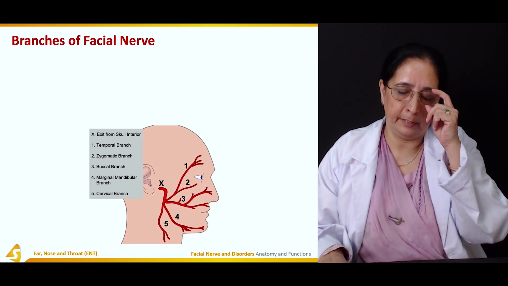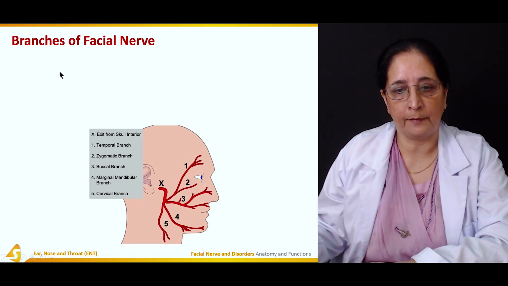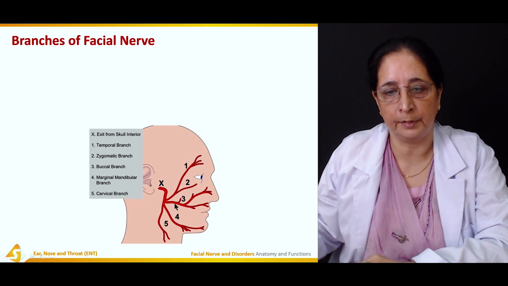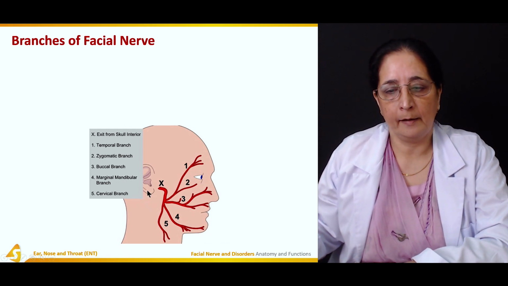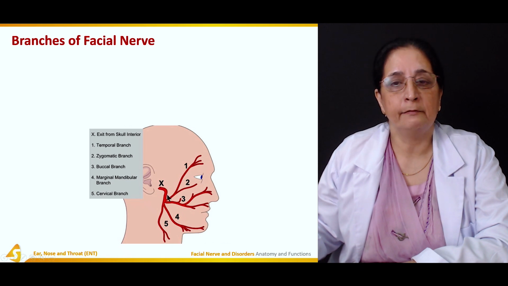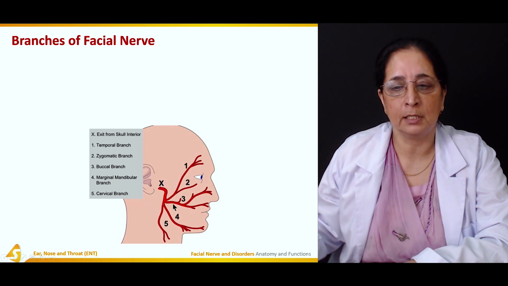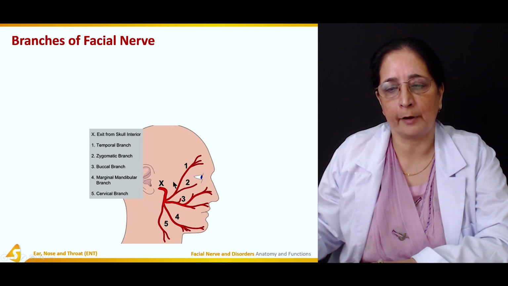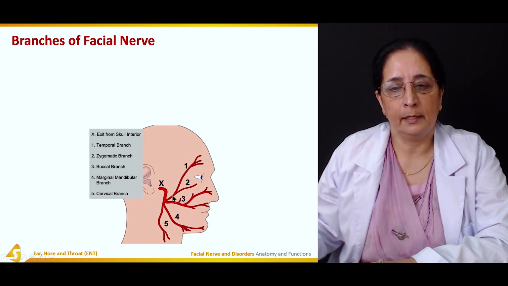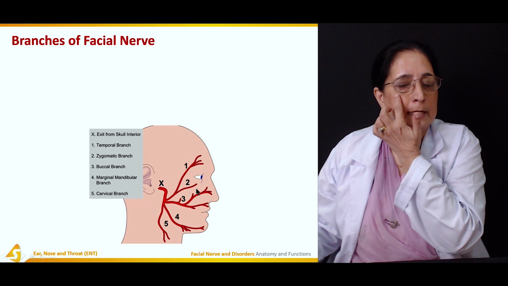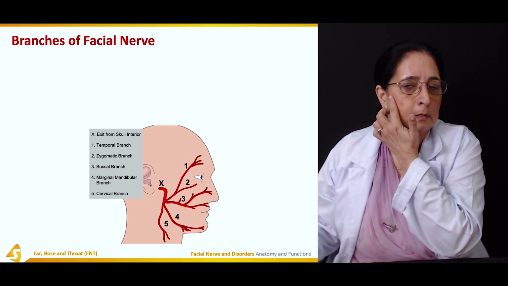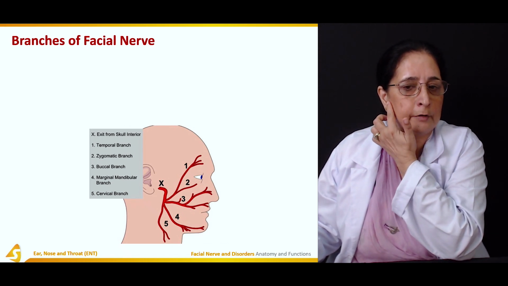Next, branches of the facial nerve. These are the 5 main branches of the facial nerve. Here X represents the exit from the skull. Here it leaves the skull and then it divides into 5 branches. One goes to the forehead. This is the temporal branch from the temporal region. Then there is zygomatic. Zygomatic is this region. This supplies the zygomatic region.